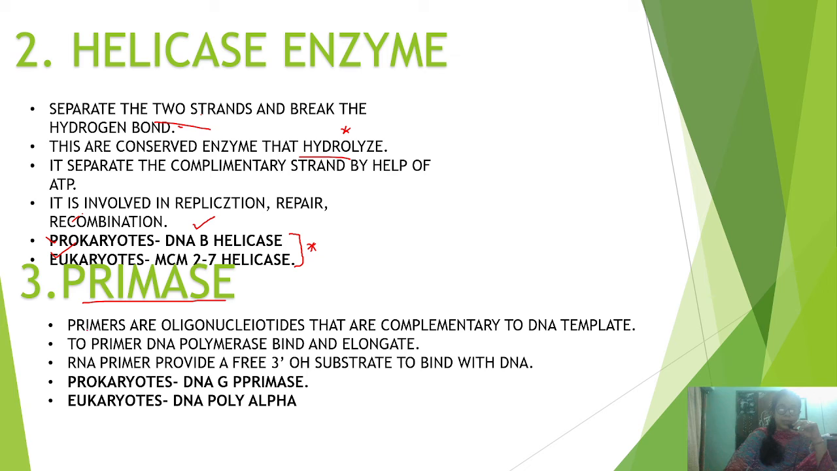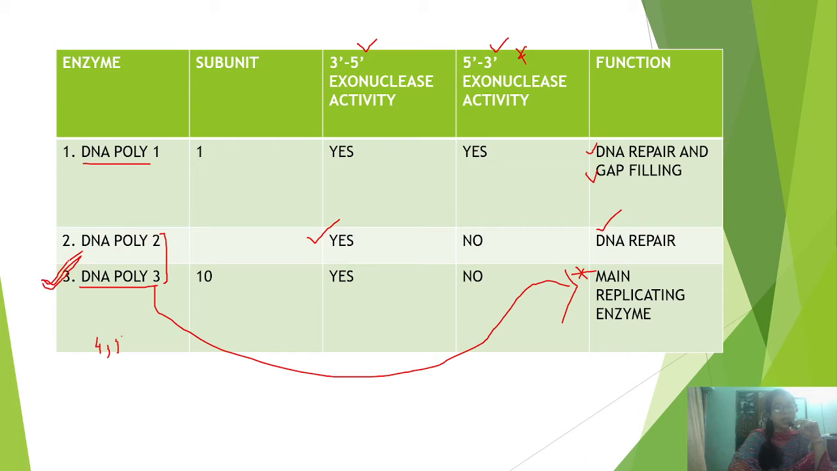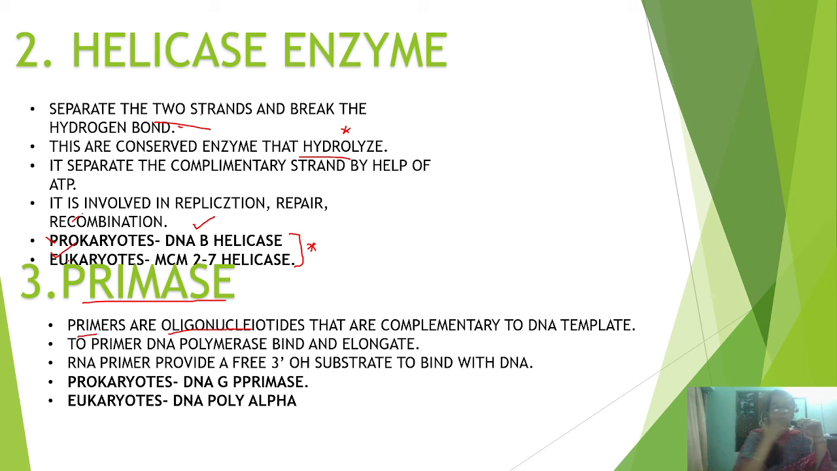Next, coming to the primase. What is primase? The primers are oligonucleotides, meaning a chain of nucleotides that are complementary to the DNA template. So what is the DNA template? Once the DNA strands open, one strand of the DNA acts as a template, meaning it acts as a reference. By seeing that template strand, another strand will be formed. The primer gets attached to the DNA template because they are complementary to each other, and forms a complementary bond with it.